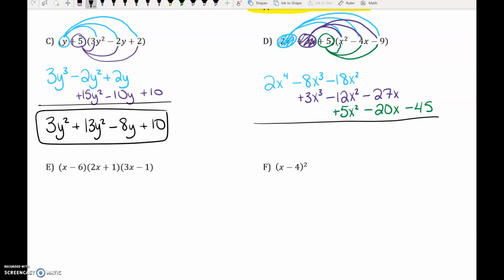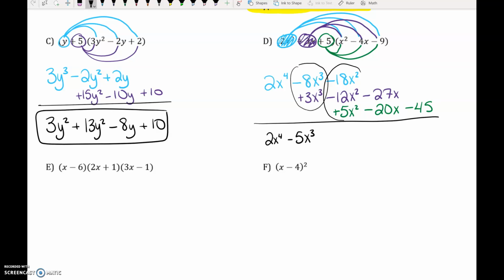By stacking up the terms, I saved myself a little bit of horizontal page space, but I'm also making this next step easier. So 2x to the fourth, that's the only x to the fourth term. Then we've got negative 8x and positive 3x, both of them to the cube. Negative 8 and 3 is negative 5.